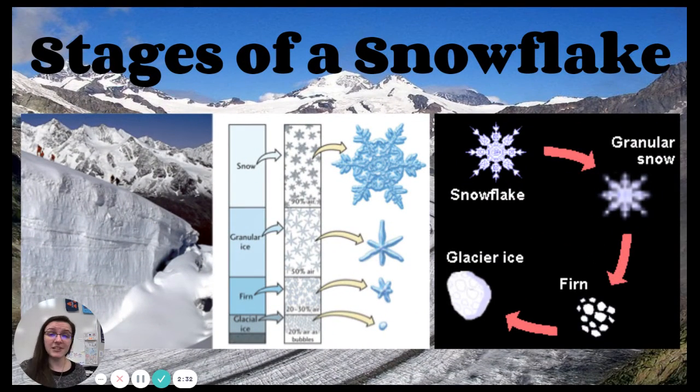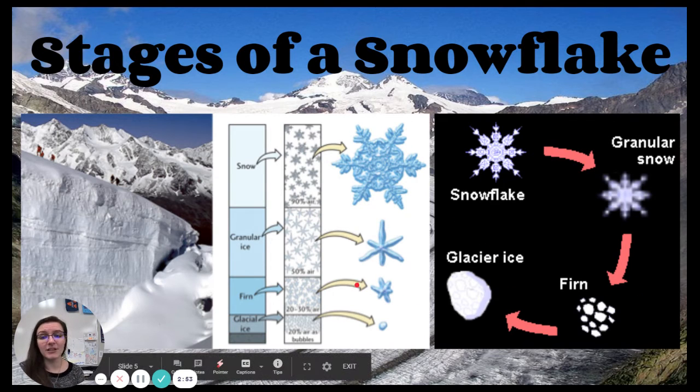So how does snow become ice like this? It melts and refreezes and melts and refreezes. And each time it melts and refreezes, it gets closer together. It loses some of the air in the middle. So we start with our nice pretty snowflake that melts a little bit and refreezes. So it's a little bit more granular, a little bit smaller and less easy to identify.